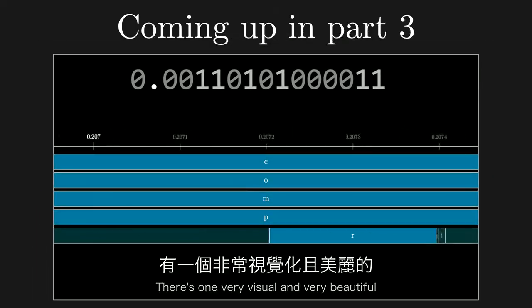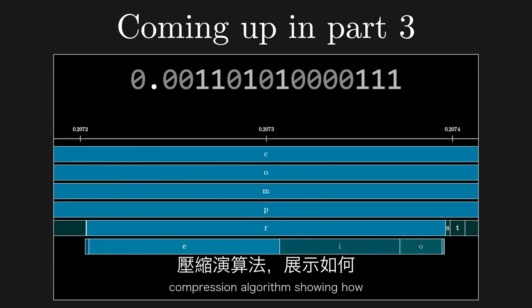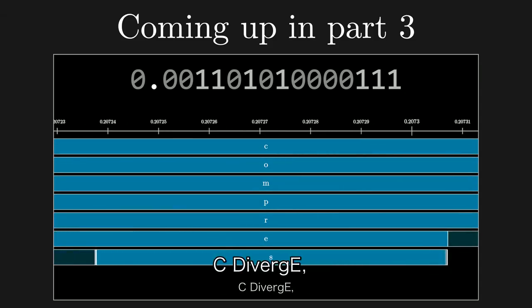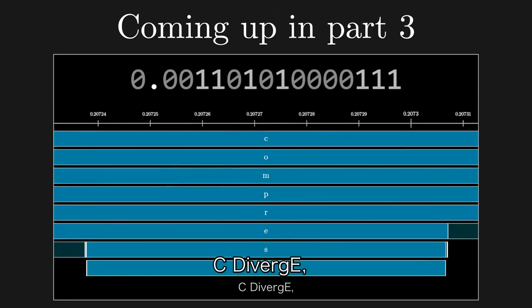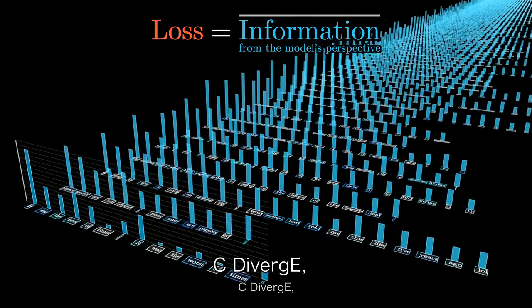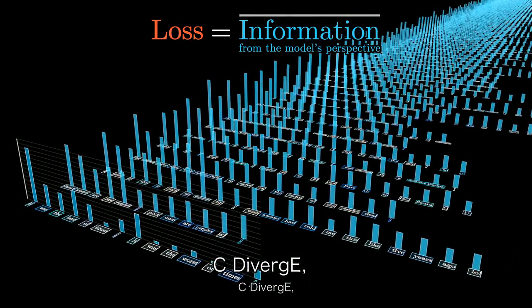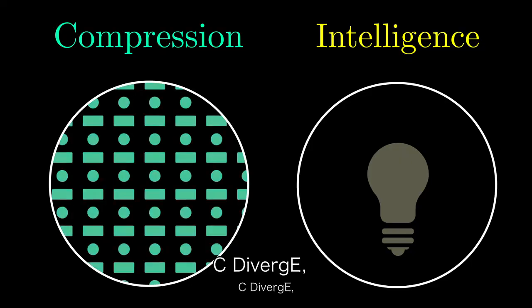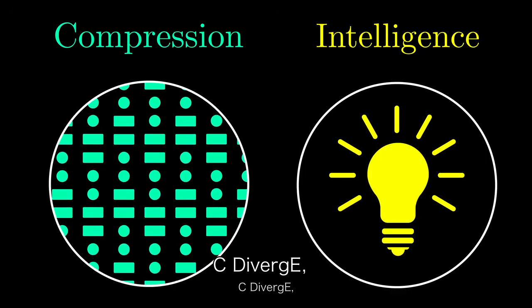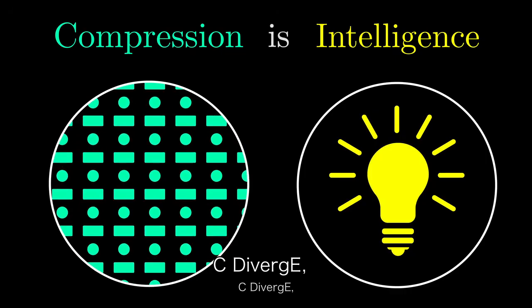There's one very visual and very beautiful compression algorithm showing how to do exactly this that you and I are going to dig into in the next part. And once you understand this, it makes clear how using cross-entropy loss is actually equivalent to training the model to be the best possible text compressor. This, in turn, gives us a nice hill to stand on where we can look over the landscape and assess that thought-provoking phrase, compression is intelligence, head-on.